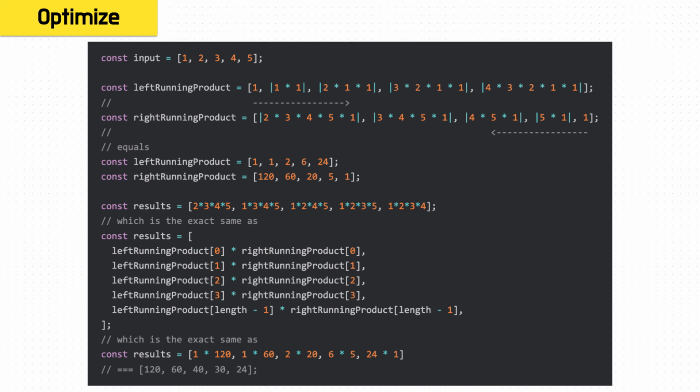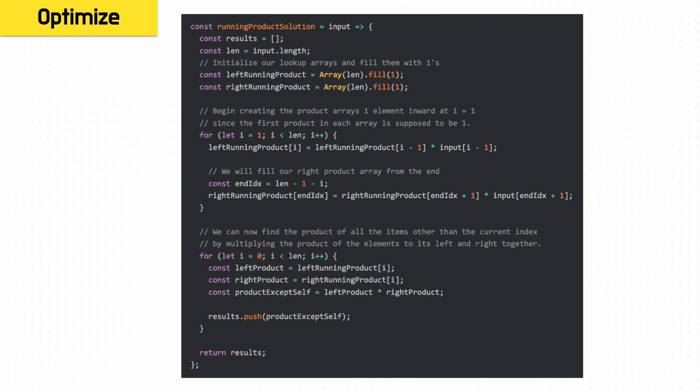Let's quickly run through this just to get some more intuition. So the left product array is 1, then 1 times 1, then 2 times 1 times 1, which is just 2 times the previous value, and then 3 times the previous value, and so on. And then with the right product array, it's just the same, but working from the other side. We get this output array where we have the right and left product at any index. And then to find the solution, or the result, it's just the left product array at that index times the right product array at that index.